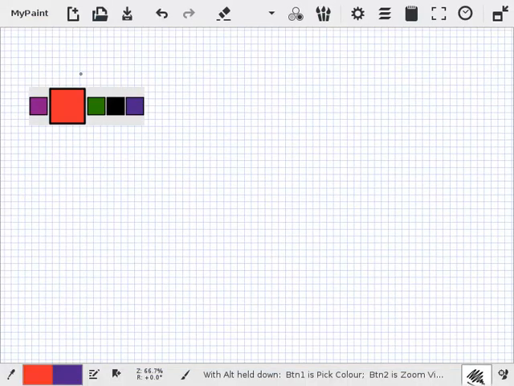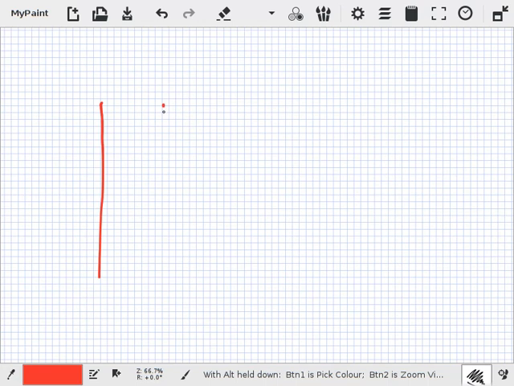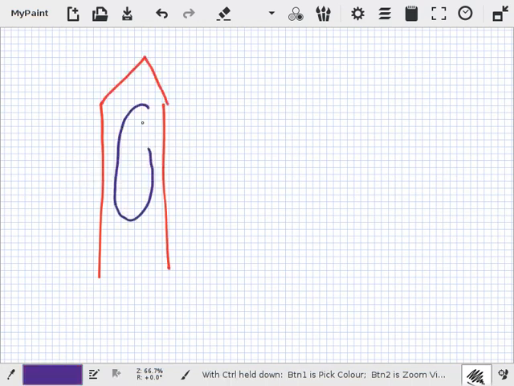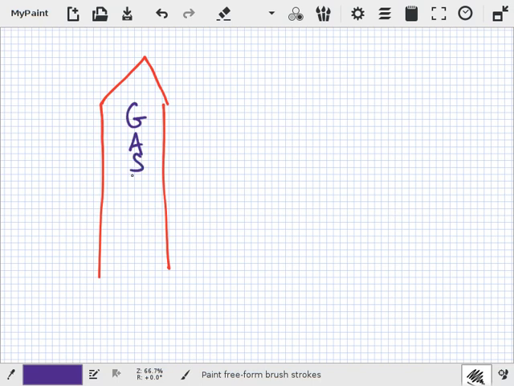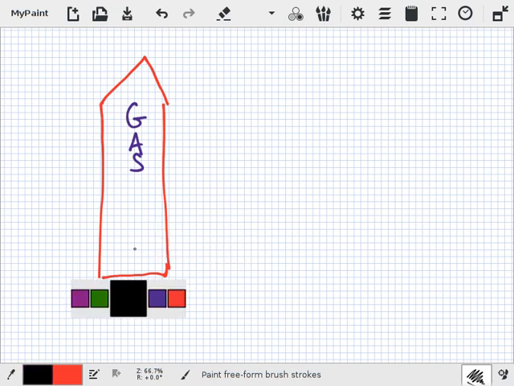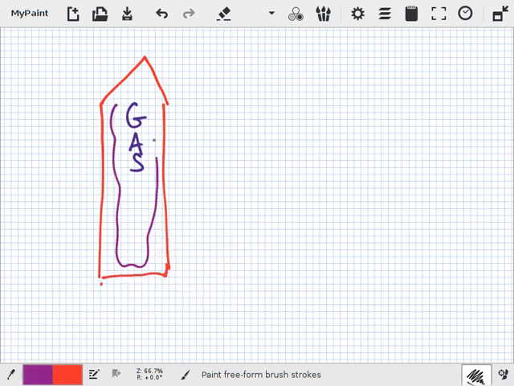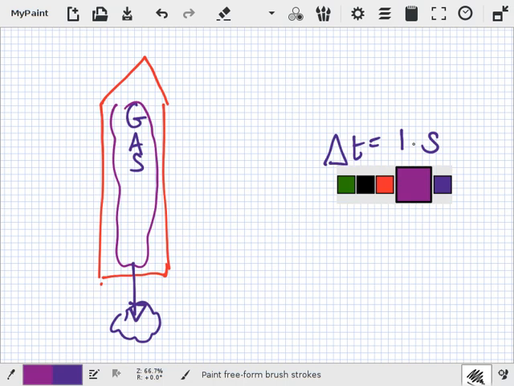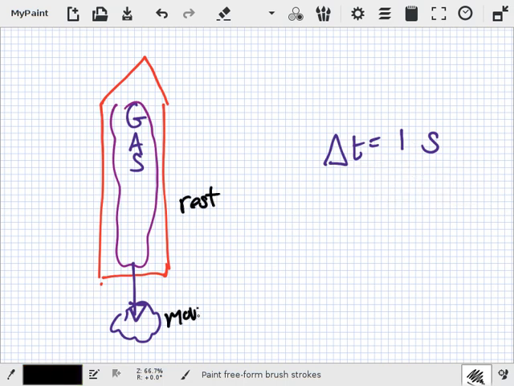So here is my rocket, and it's full of gas, we'll say. Then what happens is, let me draw some of the gas in. Some of the gas fires out the bottom. I'll just draw it like that, the gas coming out. Let's just imagine we look at this happening over 1 second. What has happened here? The gas is at rest and now it's moving.